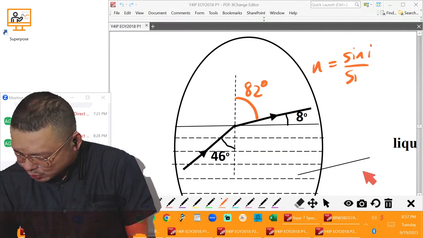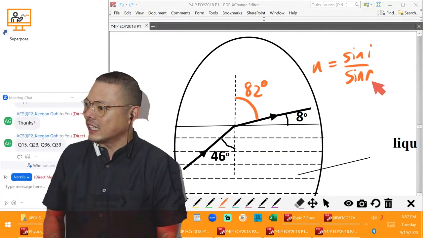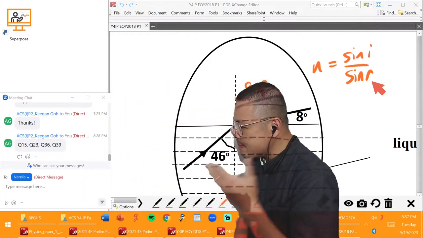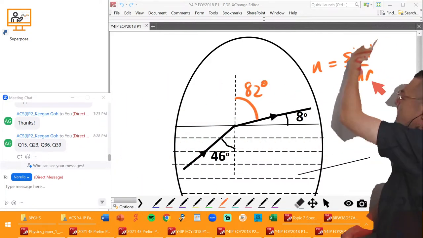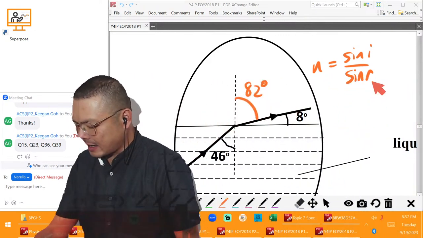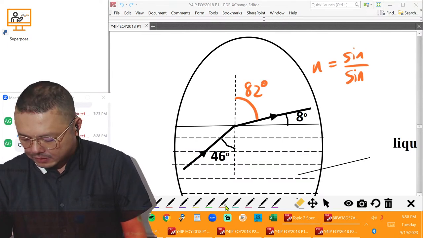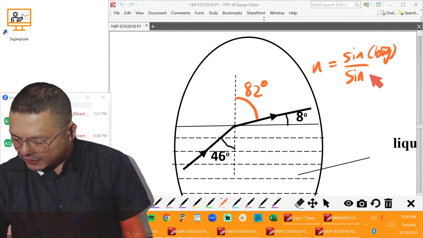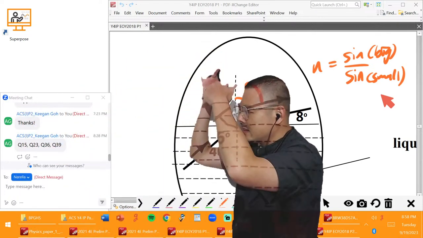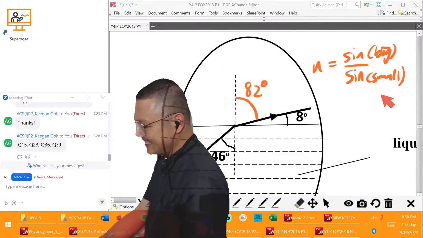What did I say about this equation? It's not a stupid equation. It's just that it's been decades, many, many years, and I still don't understand why they still use sine i over sine r. It should be sine of the big angle over sine of the small angle. Yes, sine big over sine small. Yeah, okay.